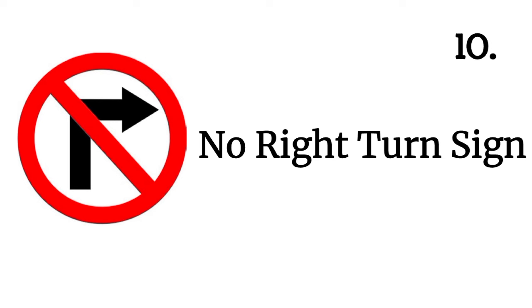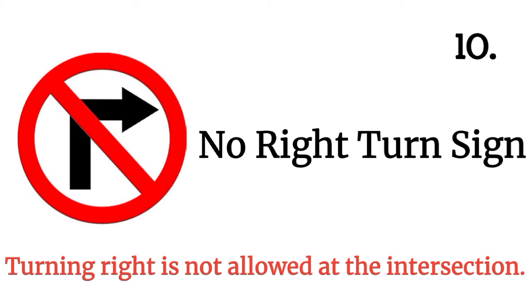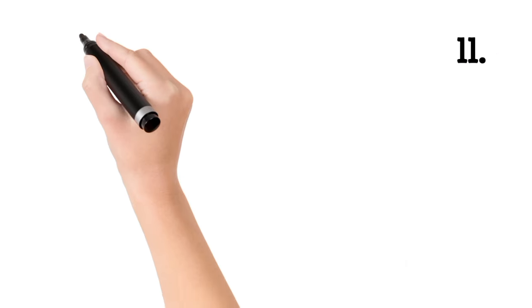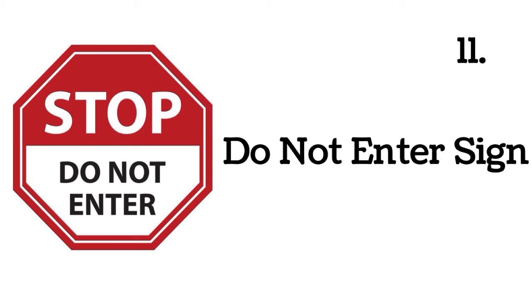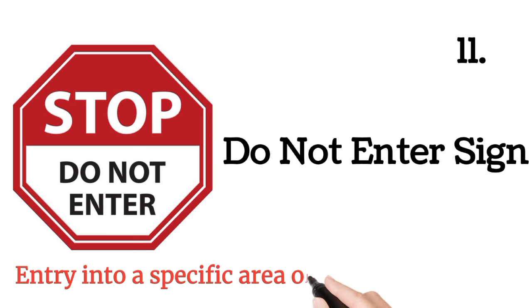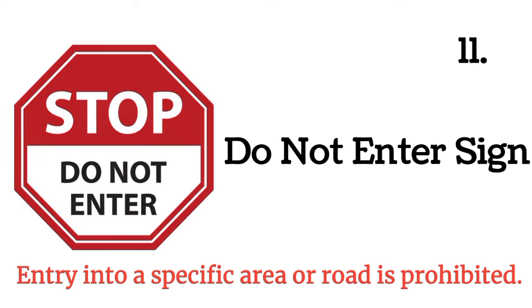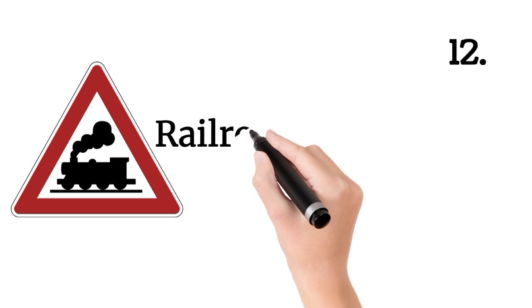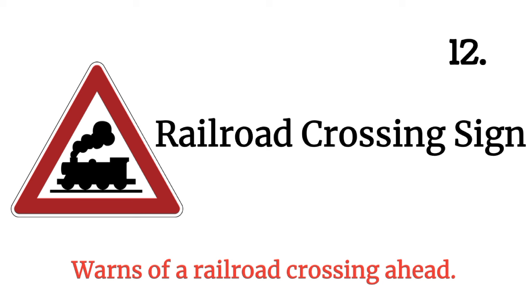No right turn sign. Turning right is not allowed at the intersection. Do not enter sign. Entry into a specific area or road is prohibited. Railroad crossing sign. Warns of a railroad crossing ahead.